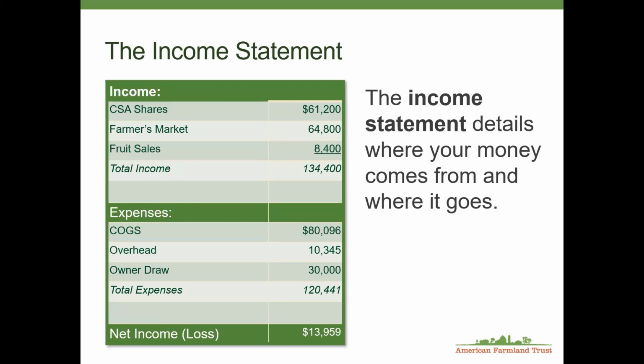The income statement states details where your money comes from and where it goes. It's also known as an earnings statement or profit and loss statement. An income statement shows a business's net income or loss over a specific period of time. And the income statement will generate numbers that you can plug into the cash flow statement.